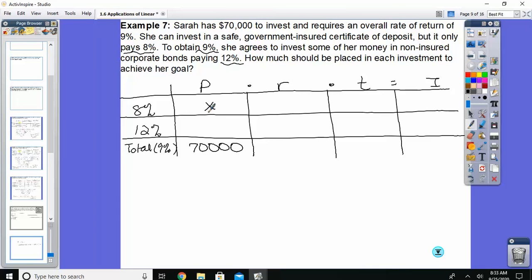60. How did you get that? You subtracted them. So for my 12, it'll be 70,000 minus X. Her total minus the amount she's already spent. The rate, 8% would be 0.08 because you have to move the decimal 2 places. 12% is 0.12. 9% is 0.09.